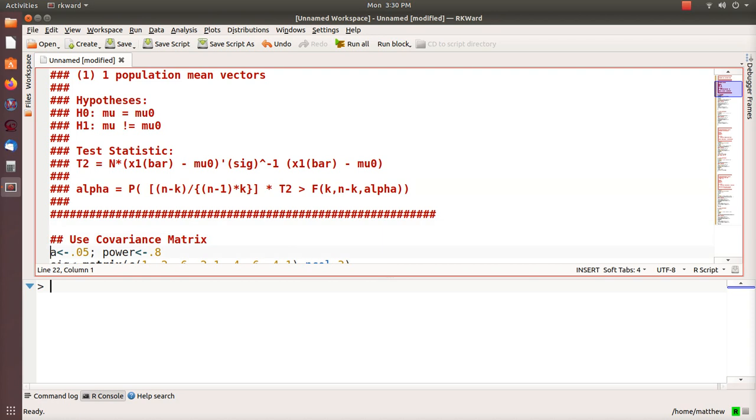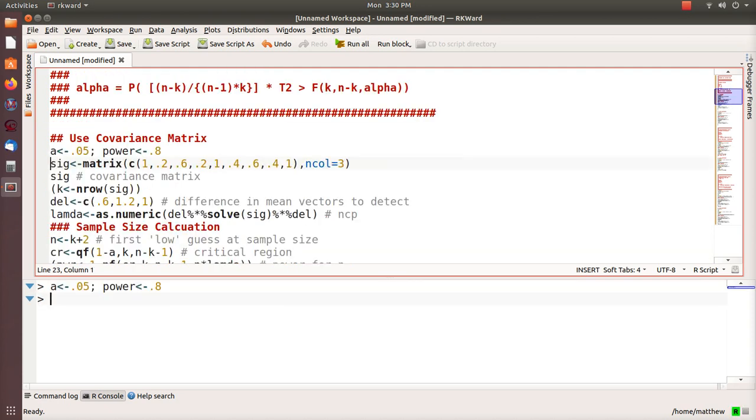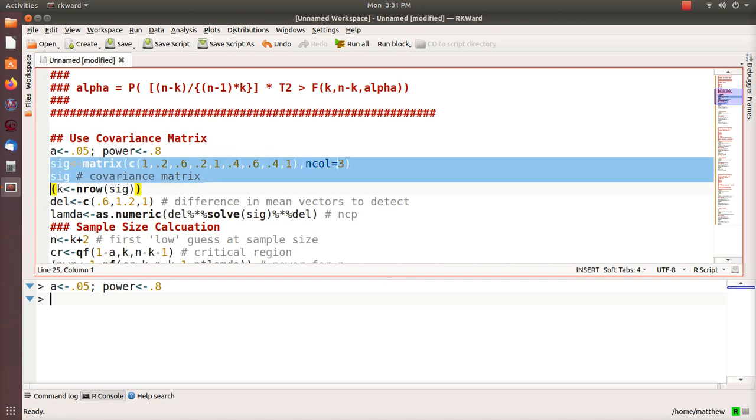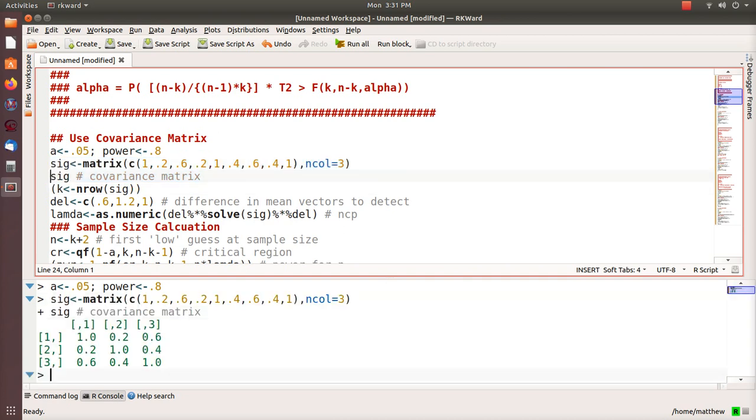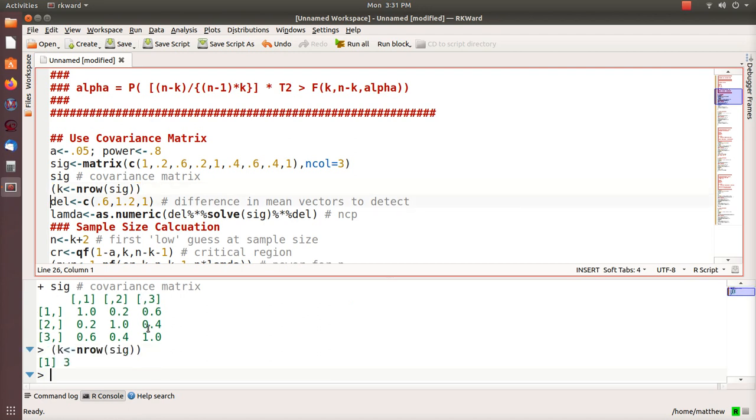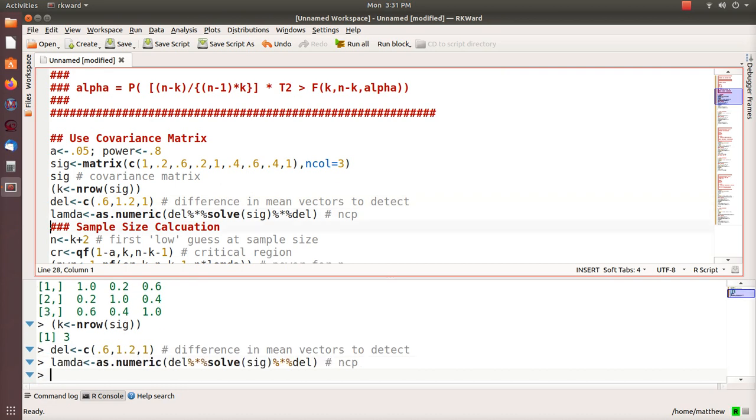Alpha is going to be 0.05, and power is the power you want, 0.8. The sigma matrix is the estimated covariance matrix, which we're going to estimate to be this. And that means K, we're in three dimensions. The shift that we're going to try to detect is 0.6, 1.2, and 1. That makes the lambda delta prime sigma inverse delta.